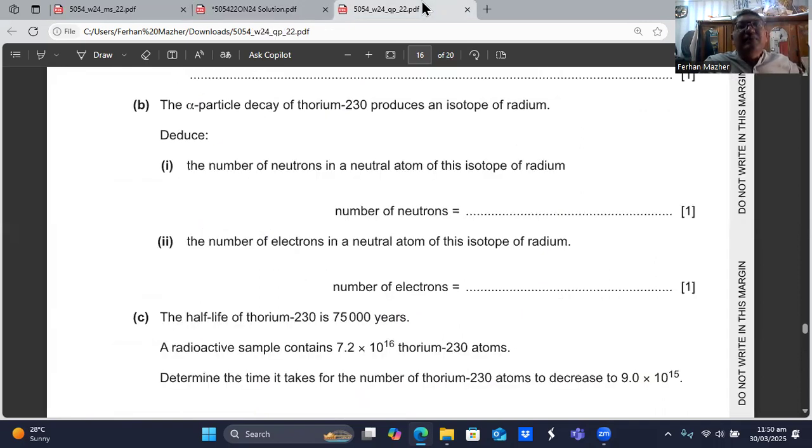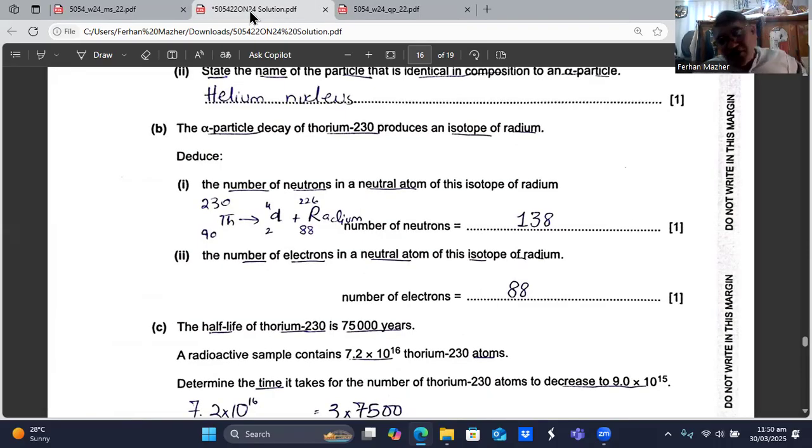Then the question is the number of electrons in a neutral atom of this isotope of radium. To be neutral, the number of protons and the number of electrons in the radium should be equal. And then that atom will be neutral. So the radium has 88 protons. So electrons should be 88 also.